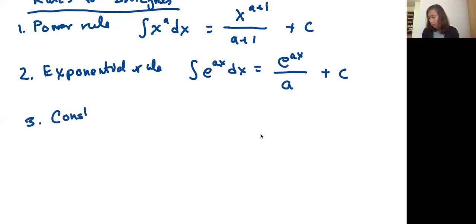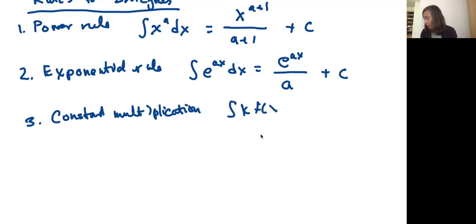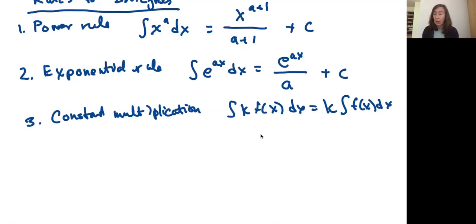We have a rule for constant multiplication. That tells us that the integral of k, another constant here, times f of x dx is equal to k times the integral of the function. So we can pull constants outside of the integral here.